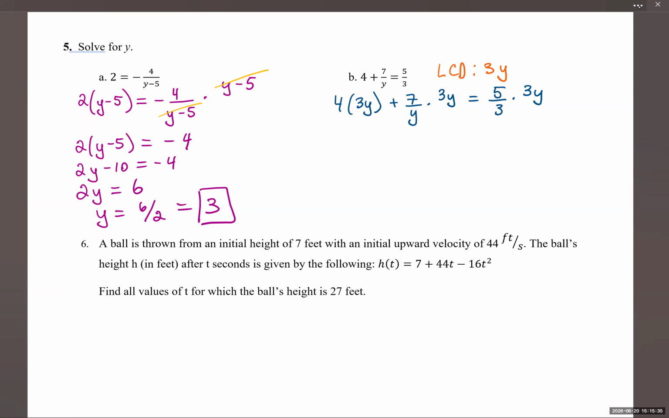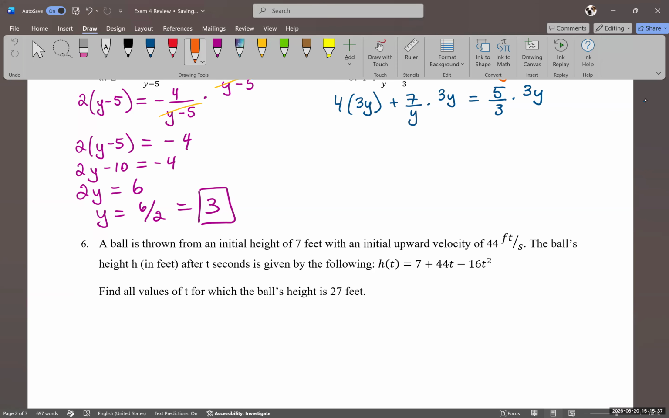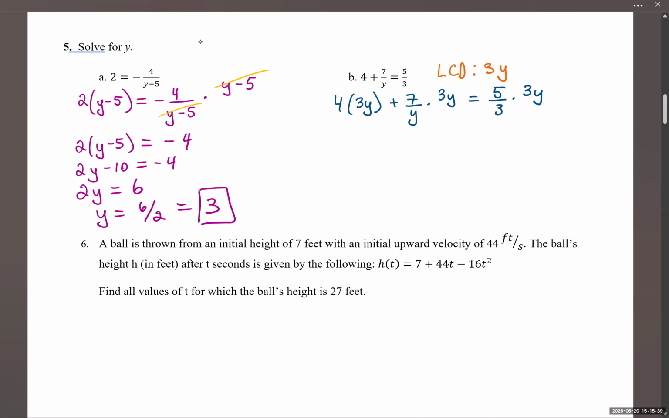Now, if you determined your least common denominator correctly, the next step should not have any fractions. So the y here and the y here will cancel. The 3 here and the 3 here will cancel. So if you can see on the next step, I will not have any fractions. So 3 times 4, that's 12y, plus 7 times 3, that's 21, equals just 5.